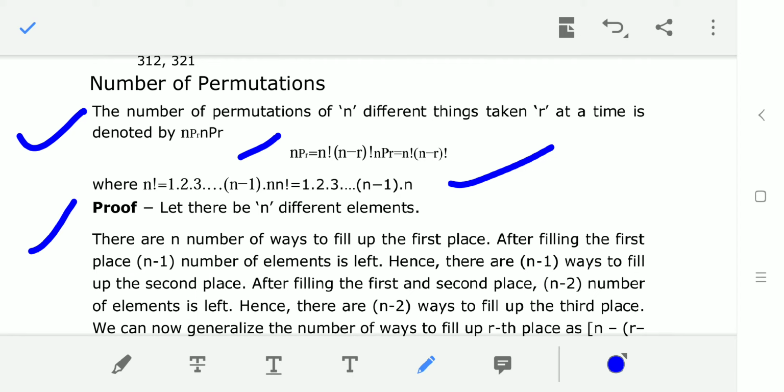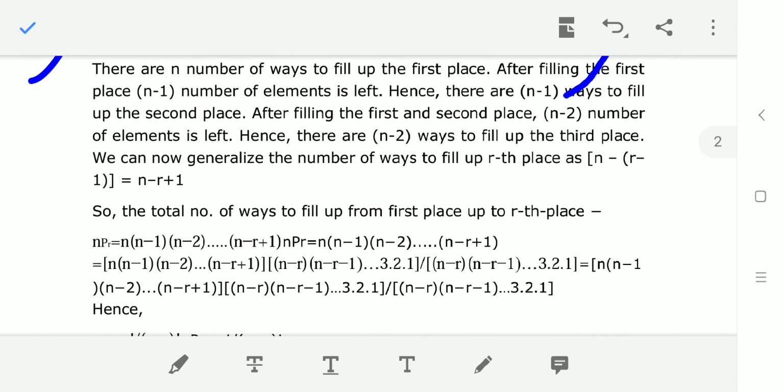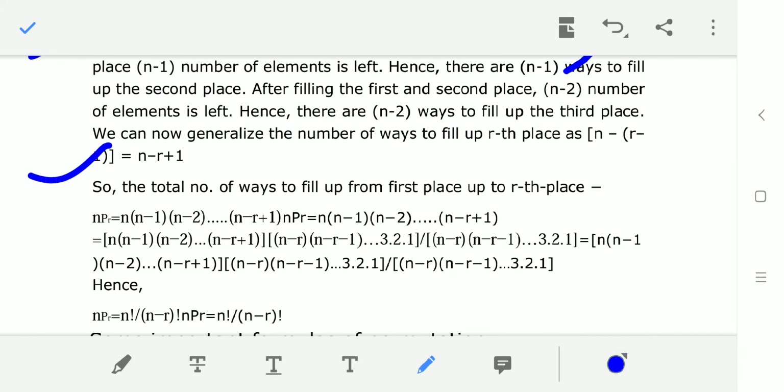After filling the first place, n minus 1 elements are left. Hence, there are n minus 1 ways to fill up the second place. After filling the first and second places, n minus 2 elements are left. Hence, there are n minus 2 ways to fill up the third place. As you have seen here, this gives the total number of ways to fill up the places.